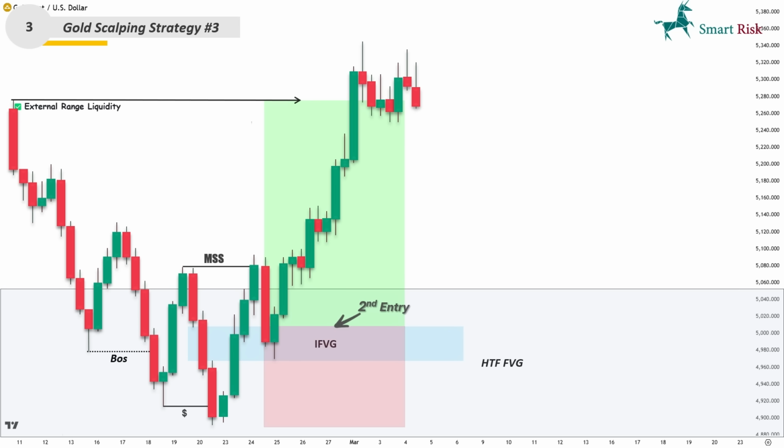For your target, you can aim for the nearest buy-side liquidity on the current time frame. Or, if you are expecting a larger move, you can target a key level on the higher time frame.